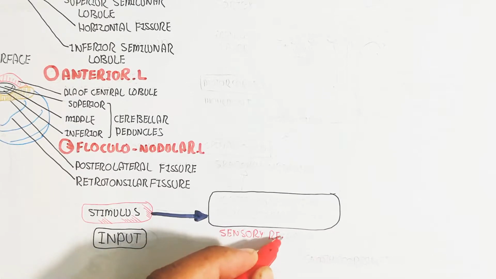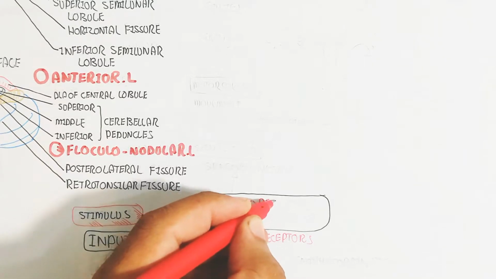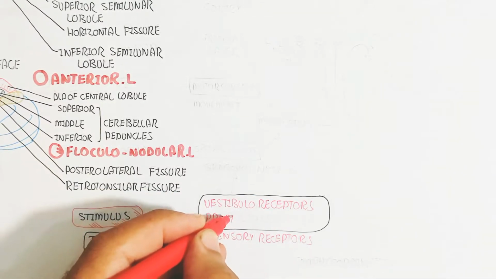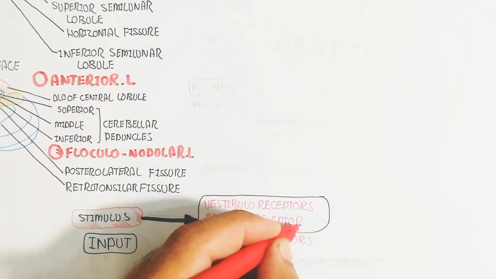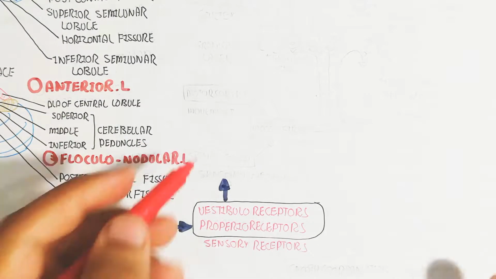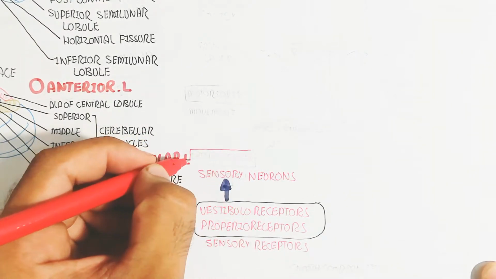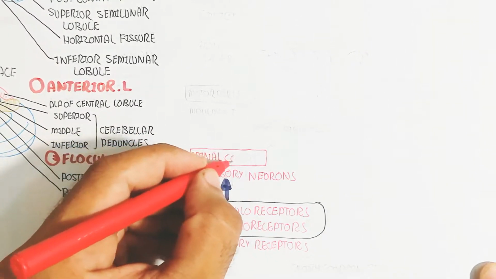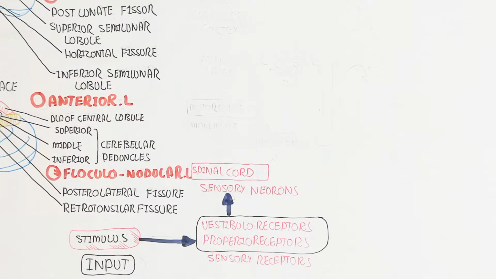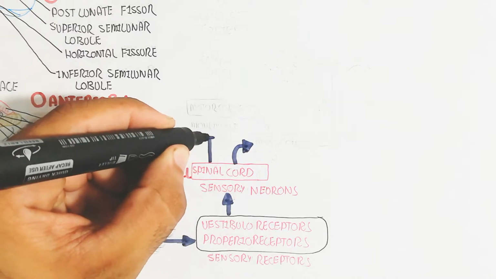Vestibuloreceptors and proprioceptors are the sensation. After the sensation, the sensory receptor will receive the signal through a stimulus, for example a jerk or other things for balance, and in this way it will send it through the sensory neuron to the spinal cord. This is the ascending pathway if the hand is being used for the response to the stimulus.